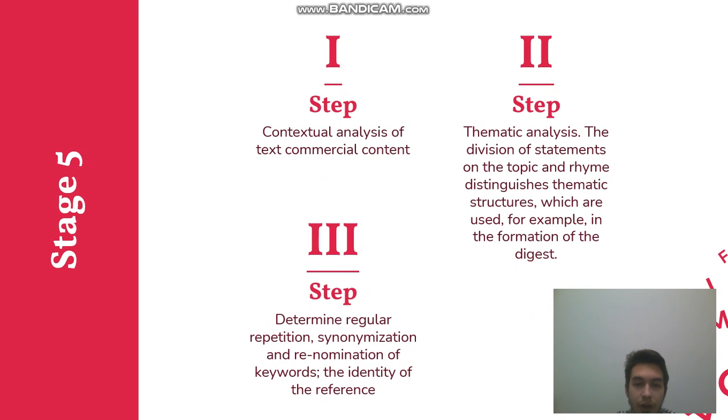The fifth stage. The first step is contextual analysis of the grammatical content. The second step is semantic analysis, the division of the topic into stages with sequential semantic structures, which are used, for example, in the formation of a digest. The third step is to determine regular repetition as recognition of the combination of the keywords in the reference.